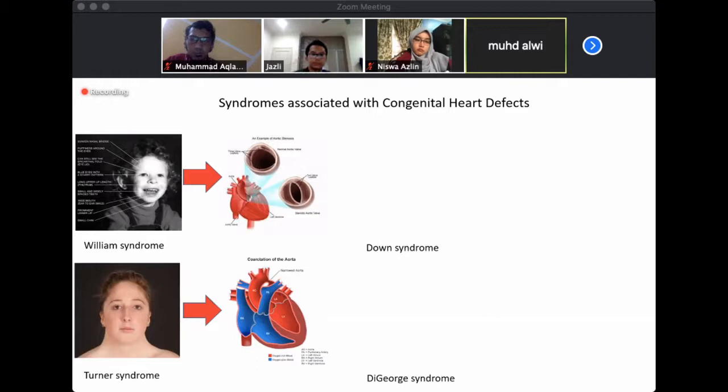They can be discharged alive. Actually, Williams and Turner, most of them are discharged well. Down syndrome is actually 50-50. If admitted at birth, maybe about 20% will not be discharged alive, because Down syndrome has a lot of complications. Rather than Williams and Turner, most of whom are quite okay. DiGeorge depends on the severity of the heart problem. Usually the heart problem causes difficulty in managing DiGeorge. But other problems are usually okay.